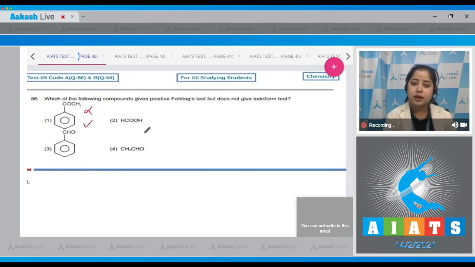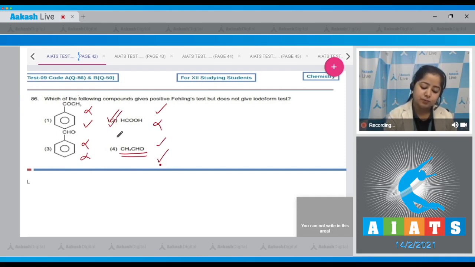Let's talk about methanoic acid. Methanoic acid will give Fehling's test but does not give iodoform test. That means the correct answer is option number 2. Moving to next, benzaldehyde does not give Fehling's test, and also will not give iodoform test. Acetaldehyde will give Fehling's test as well as iodoform test. That means the correct answer for this question is option number 2, that is methanoic acid.